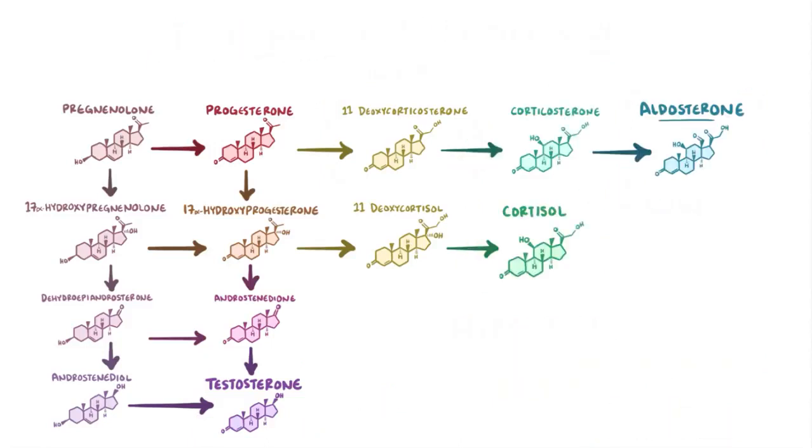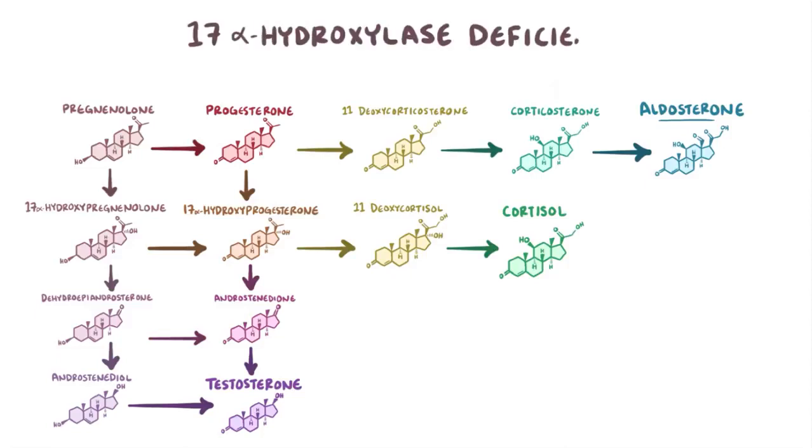The third most common enzyme deficiency in congenital adrenal hyperplasia is 17-alpha hydroxylase deficiency. This enzyme deficiency prevents pregnenolone and progesterone in the aldosterone pathway from being converted into 17-hydroxypregnenolone and 17-hydroxyprogesterone, which is needed in the corticosteroid pathway. When the levels of 17-hydroxypregnenolone and 17-hydroxyprogesterone are low, they also won't be able to get into the androgen pathway and become dehydroepiandrosterone and androstenedione.